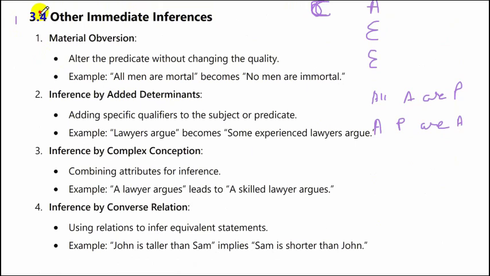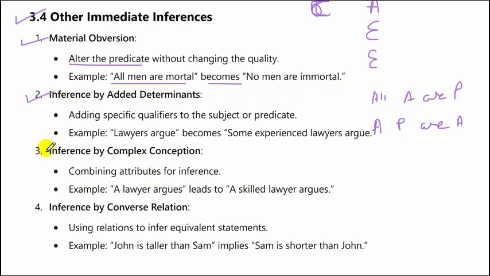Next, let's move on to 3.4, other immediate inferences. Material obversion. Here we alter the predicate without changing the quality. For example, all men are mortal becomes no men are immortal. We will understand this with more examples in the exercise that I'll be putting in.